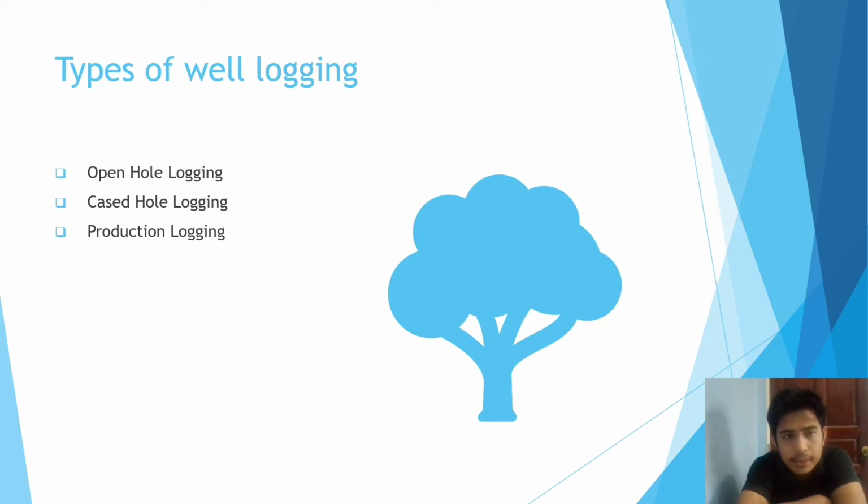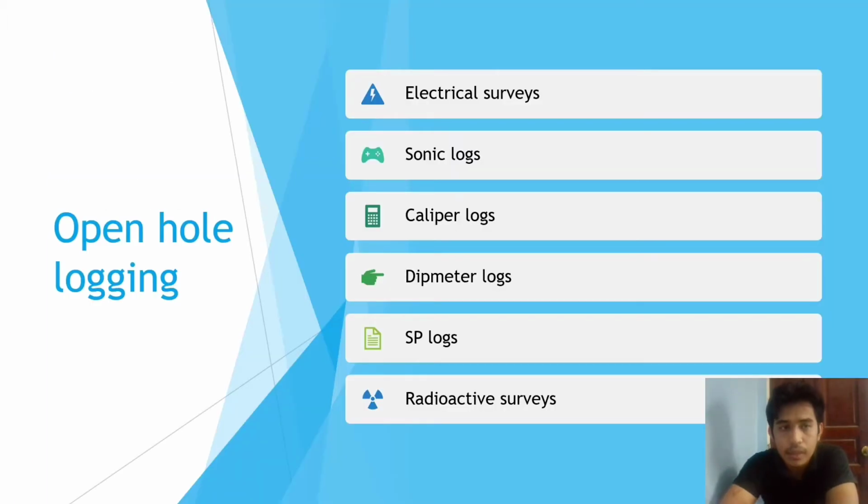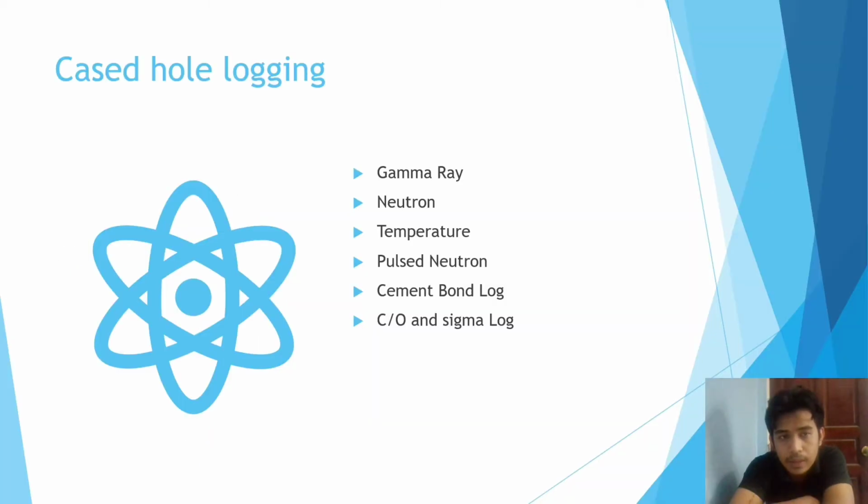Next is type of well logging. Well logging can be classified into three categories, which is open hole logging, case hole logging, and production logging. Open hole logging is logging survey taken before the hole is cased. The logs included in this group are electrical survey, sonic logs, caliper logs, dipmeter logs, SP logs, and radioactive survey.